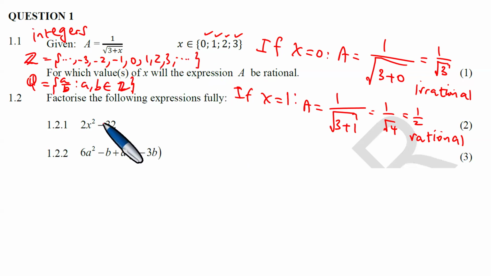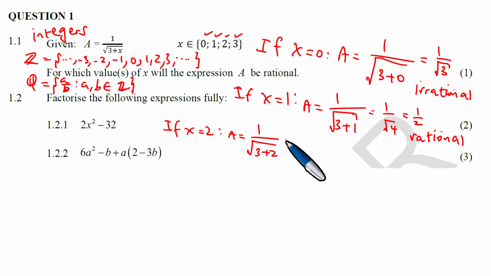We continue quickly without wasting time. Next point. If x equals 2, a equals 1 over the square root of 3 plus x. X equals 2 this time around, but we're testing all of them. So x changes amongst these values. It's going to be 3 plus 2, which is 1 divided by the square root of 5.